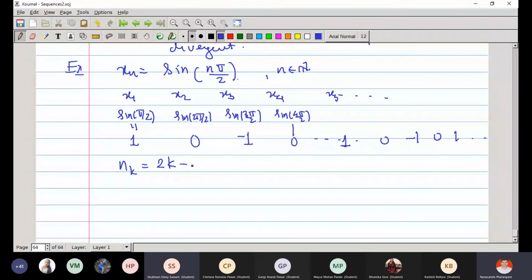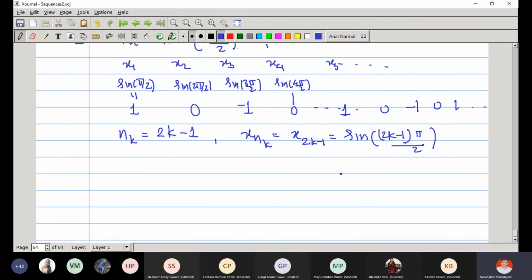Yes sir. nk is 2k minus 1, and then xnk is x2k minus 1, which is sine of (2k minus 1) pi by 2, an odd multiple of pi by 2. And what is sine of an odd multiple of pi by 2? It is minus 1 raised to k plus 1. This is just by the property of sine. So what is xnk? Minus 1 raised to k plus 1.